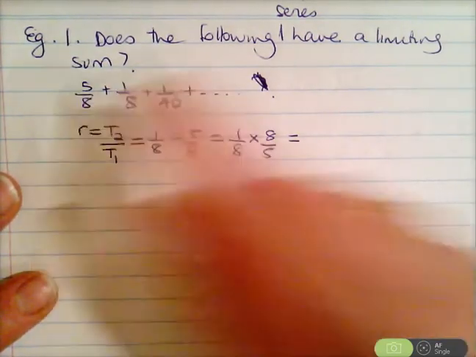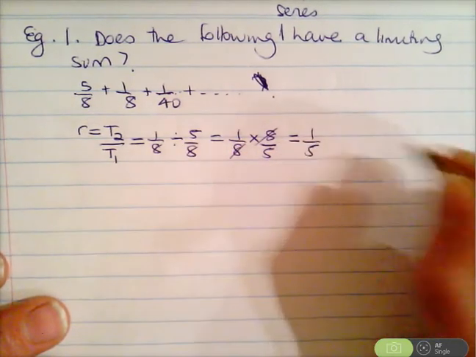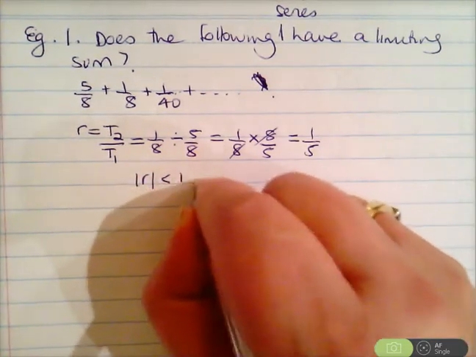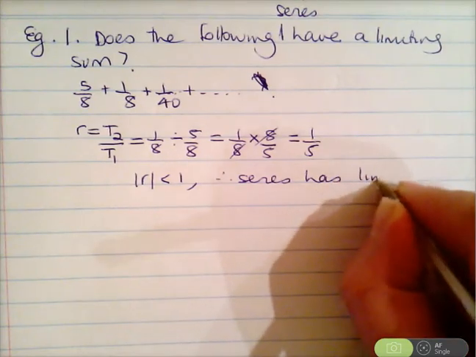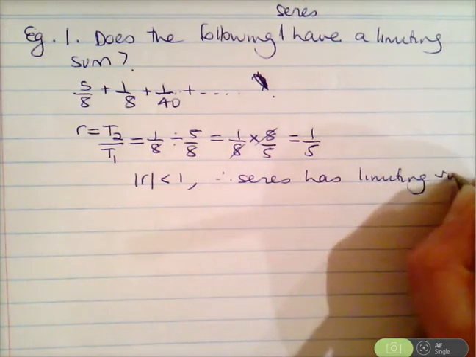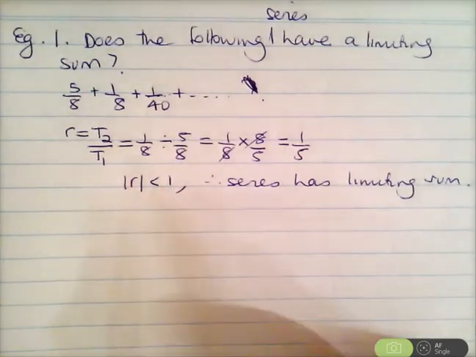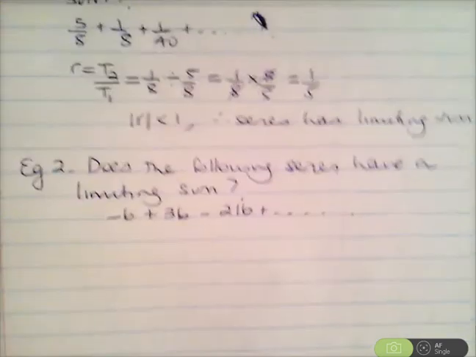So it's t2 divided by t1, which is 1/5. So therefore, because the absolute value of r is less than 1, the series has a limiting sum. Now, the series will only have a limiting sum if the absolute value of r is less than 1. If the absolute value of r is greater than 1, then the series does not have a limiting sum. Okay, let's look at this one.